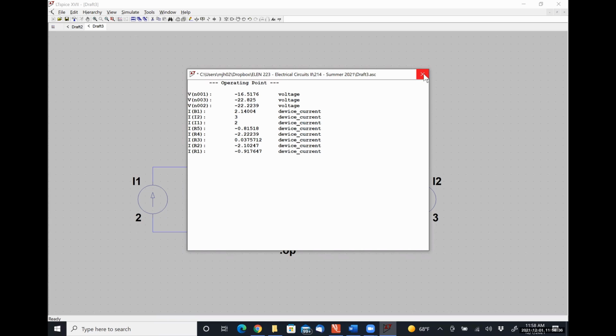We're getting different values because we put a different reference. So we're doing everything with respect to the bottom node having a potential of 0 volts, as opposed to having the top left node have a potential of 0. So they fundamentally have to be different because we're using a different reference. But let me close this out right here real quick.